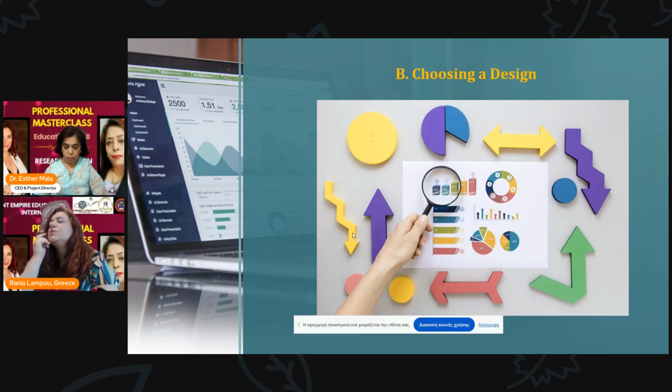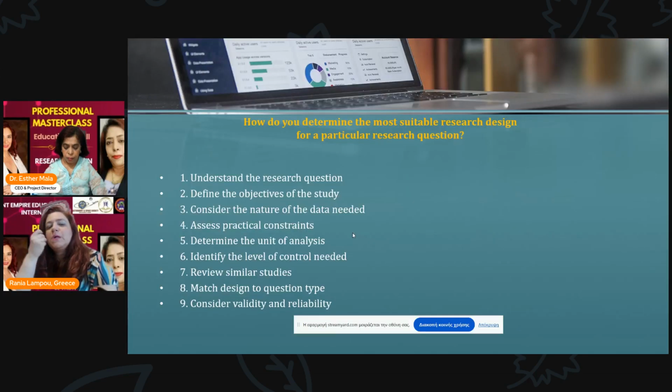Then you need to choose a design. How will you determine the most suitable design for a particular research question? This involves a systematic, I would say, consideration of several factors. So a step-by-step guide could be like this. First, we need to understand the research question. Is it exploratory? Is it descriptive, explanatory, evaluative? For example, what is happening?